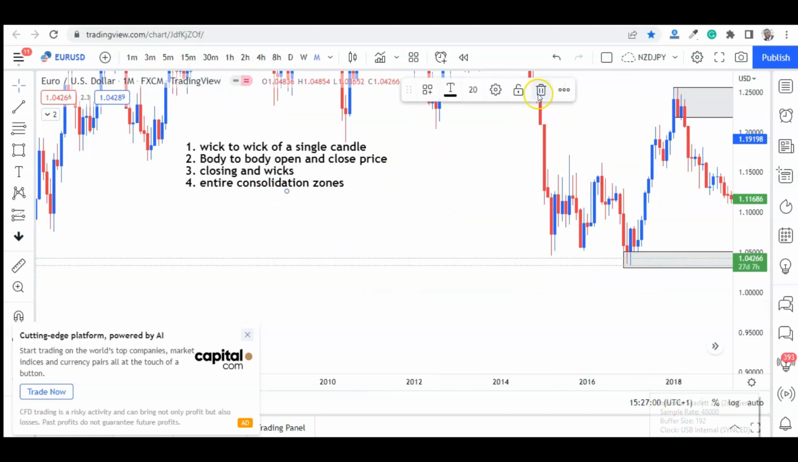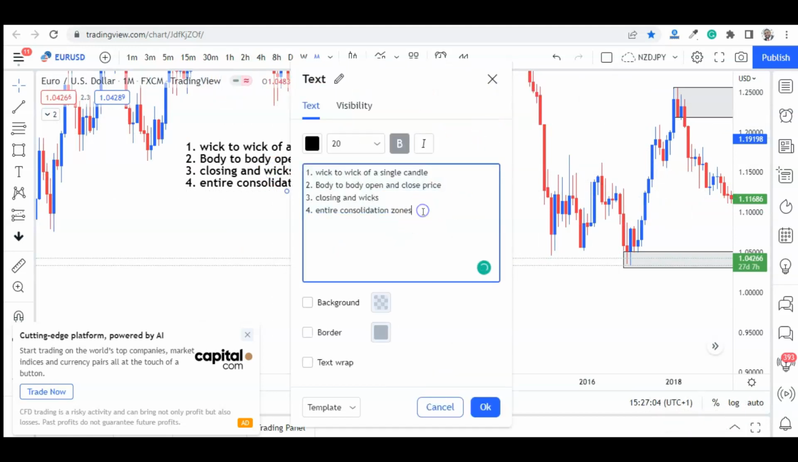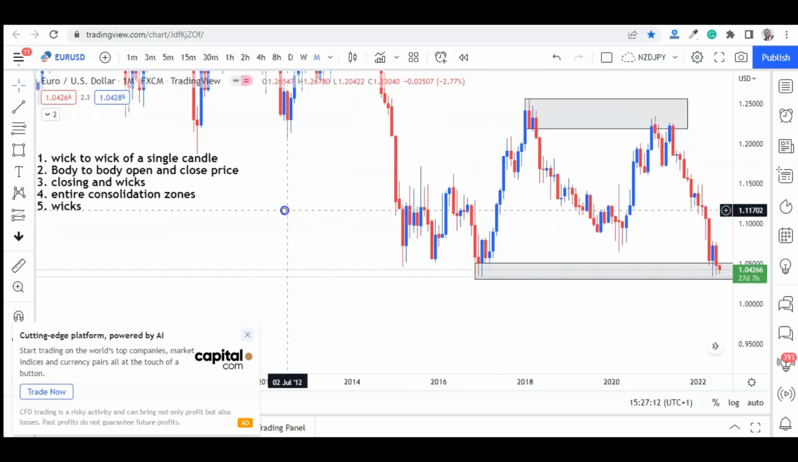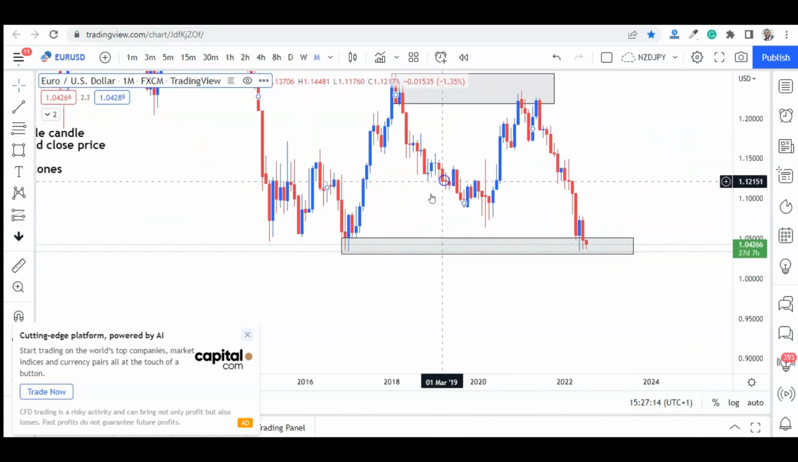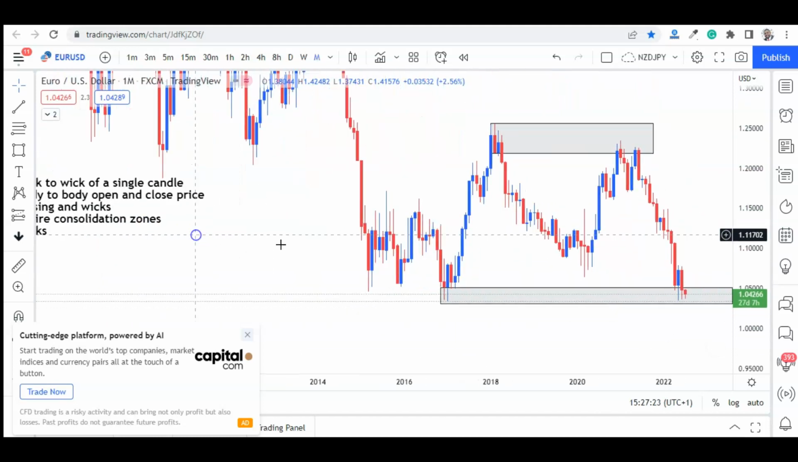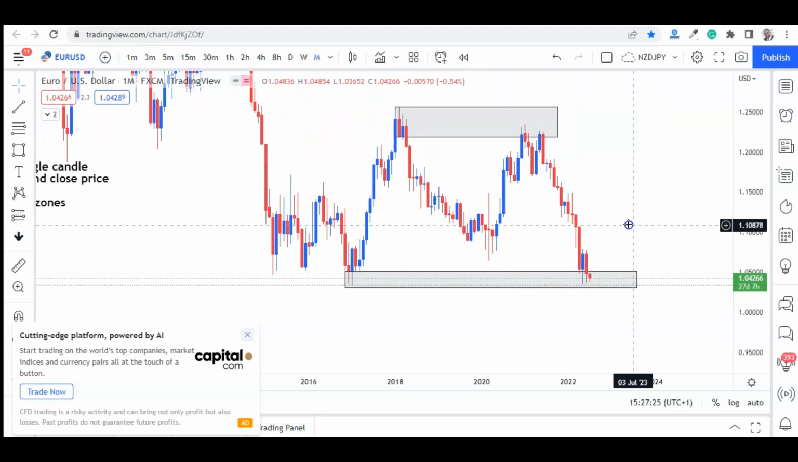which will take me to the last one here. At least these are what I want to share with you. The last one, we have wicks. You can mark out just the wicks as your supply and demand zones. And these, I prefer using on the higher time frame. When I'm marking out the higher time frame zones, especially the monthly, I like using just the wicks.